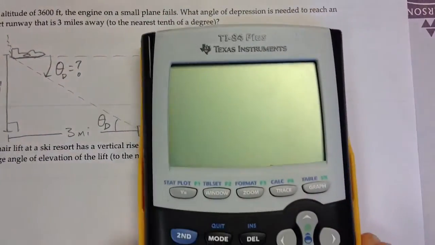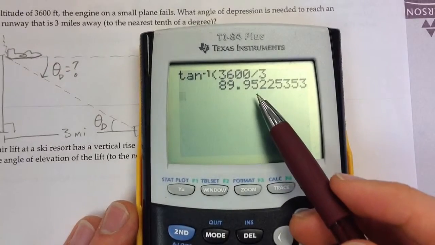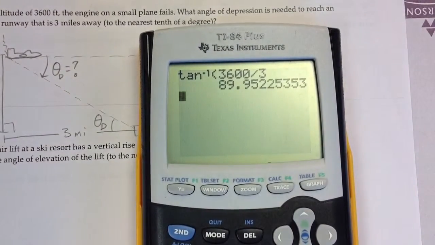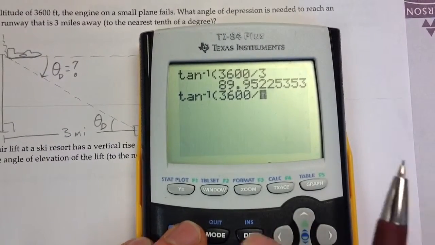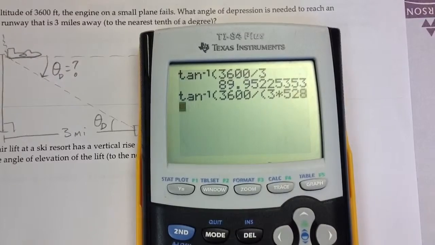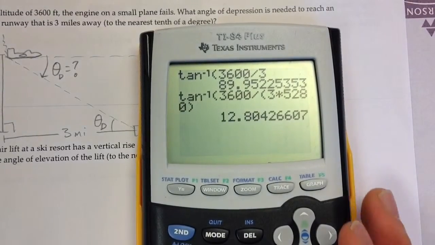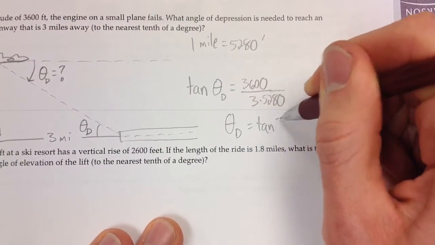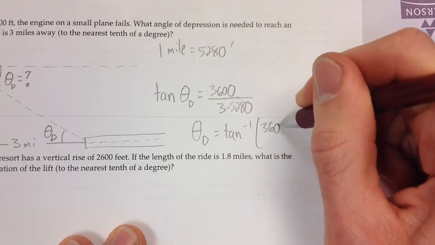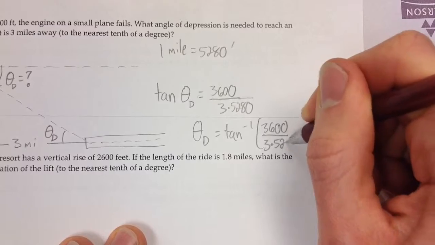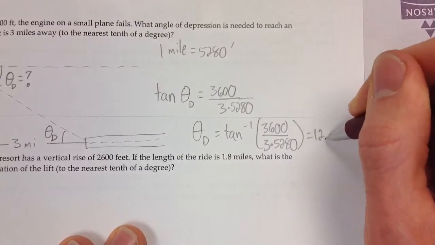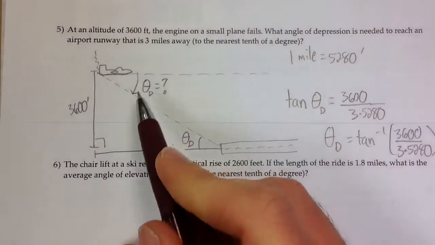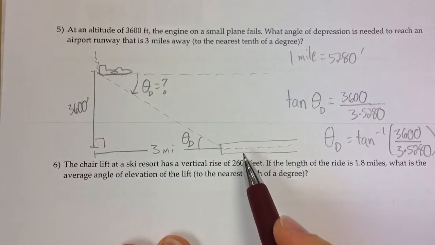If you just put in 3, I tried that before, you get an answer of about 90 degrees, which is straight down. I don't think you want to do that. So that's an error. It's over 3 times 5,280. 12.8 degrees. Okay, that's how much we'll have to tilt the nose down to make it to the runway by just gliding.